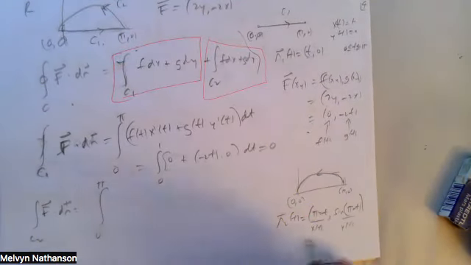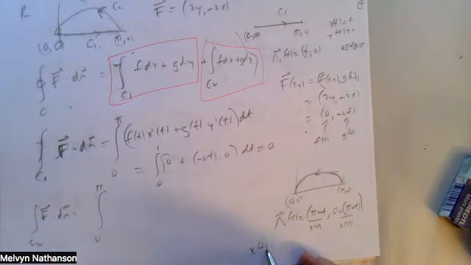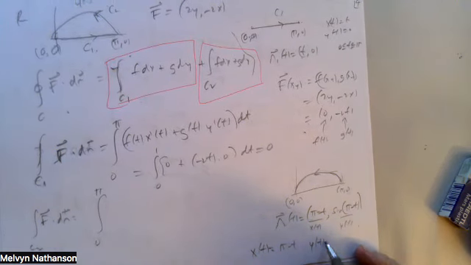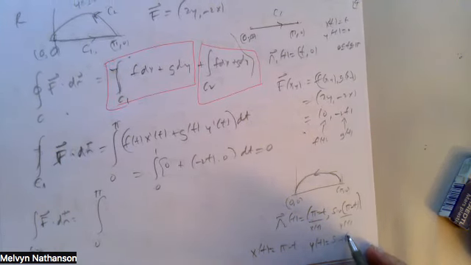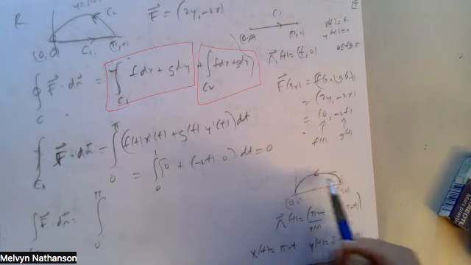Just make sure this is clear. So for R2 of t, x of t is pi minus t, and y of t is the sine of pi minus t. That takes you along the curve from right to left in this direction.